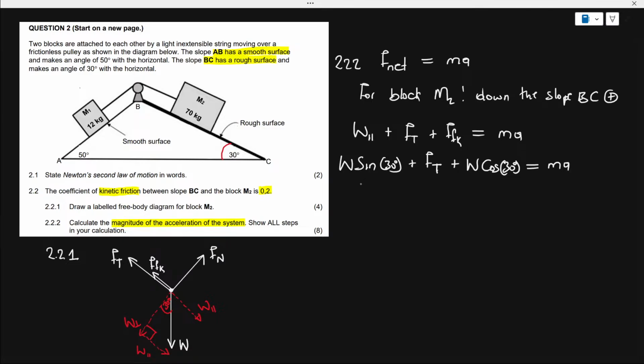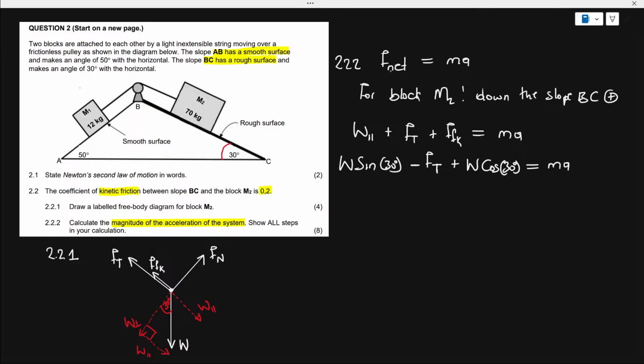Now, we must be mindful at this point about the signs of these forces based on the direction that we have chosen. For an example, we say that the parallel component of the weight is acting down the slope. So down the slope is our positive direction. However, Ft here is acting up the slope. So we can give it a negative sign.